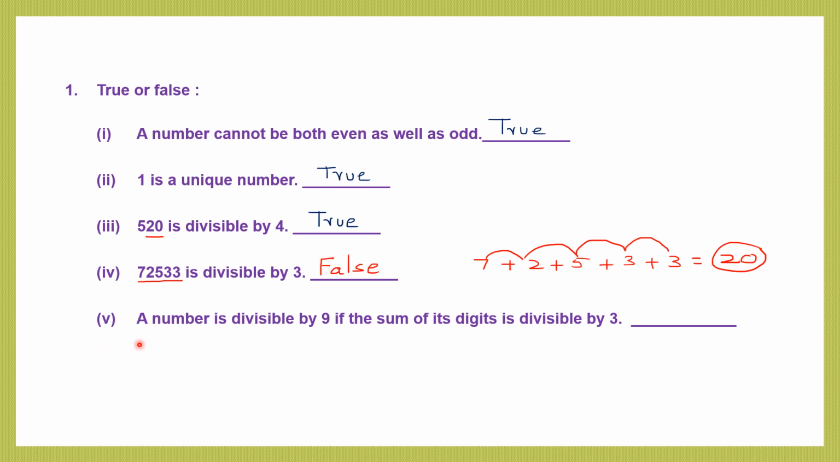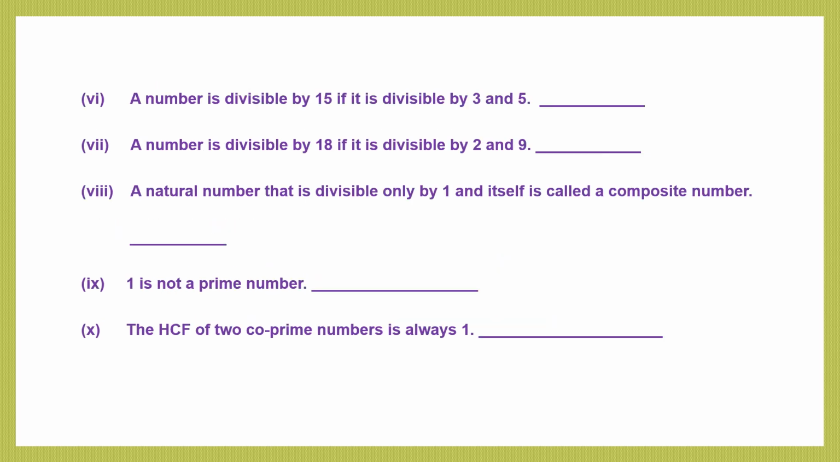Question 5. A number is divisible by 9 if the sum of its digits is divisible by 3. That statement is false. A number is divisible by 9 if the sum of its digits is divisible by 9 and not by 3. So this statement is also false.